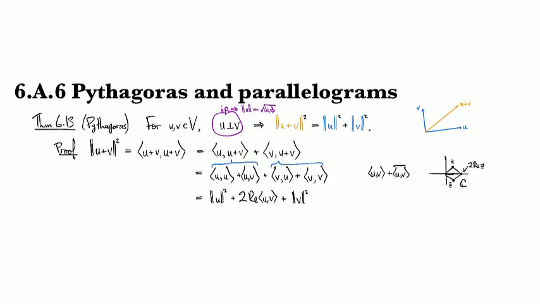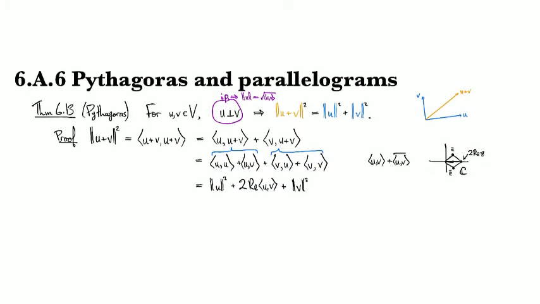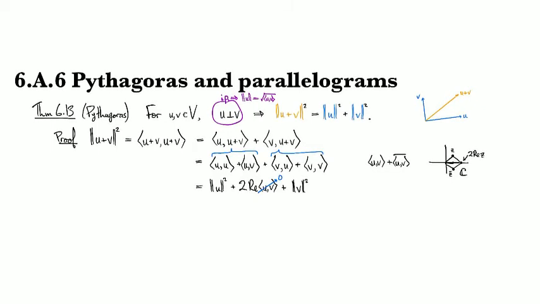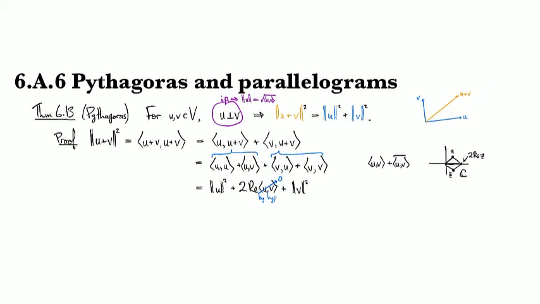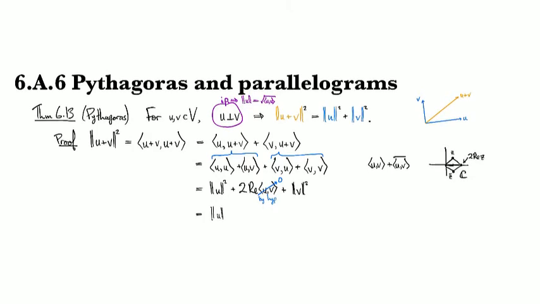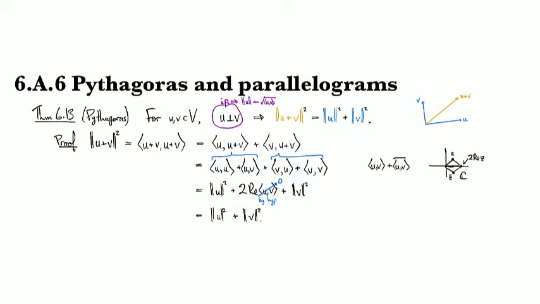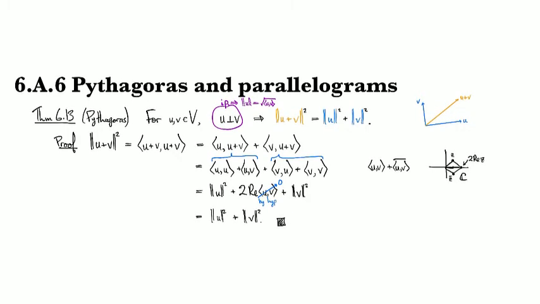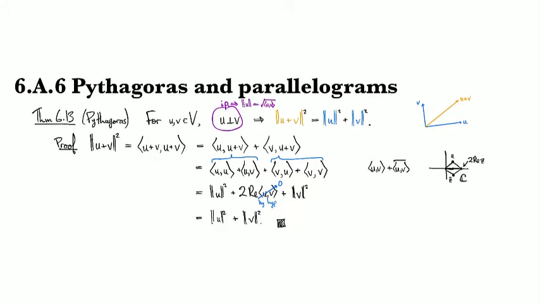Okay, and so now our assumption is that u and v are orthogonal. That's where we use our hypothesis. And so then that just gives us magnitude u squared plus magnitude v squared. And that's the conclusion we were trying to get to. So we're done.